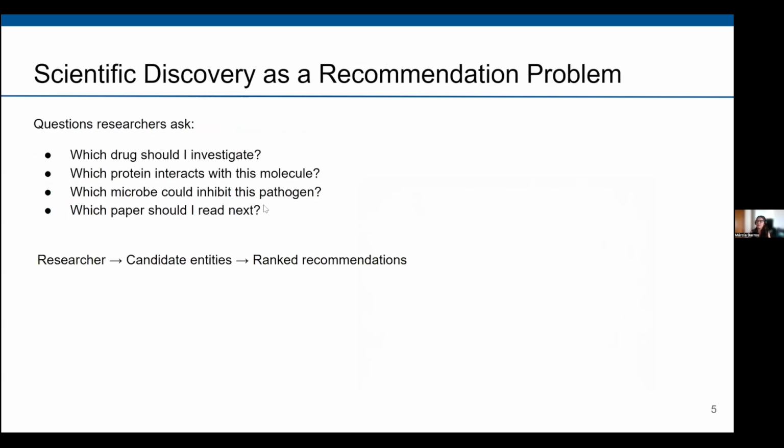Scientific discovery can be modeled as a recommendation problem. Usually, the researchers ask questions such as: which drugs should I investigate, which proteins interact with this molecule, which microbe could inhibit this pathogen, which paper should I read? Okay, so we have this pipeline: researchers, candidate entities, and the rank of the recommendations.